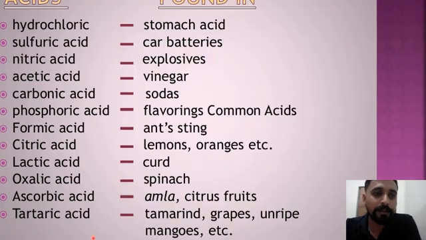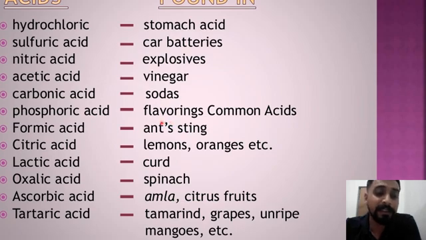Now here is the list of some acids and the sources of these acids. So firstly is the stomach acid. Stomach acid में बेटा हमारा क्या होता है? We have HCl, hydrochloric acid. The car batteries हमारे पास जो होती हैं, सल्फ्यूरिक एसिड उनमें होता है. एक्सप्लोजिव्स जो हमारे होते हैं उसमें नाइट्रिक एसिड होता है. We found acetic acid, हमें कहाँ मिलता है? विनेगर, जिसको सिरका आप यूज करते हैं. कार्बोनिक एसिड हमें सोडाज में मिलता है, जो जितने भी आप सोडा यूज करते हैं. फॉस्फोरिक एसिड, फ्लेवरिंग कॉमन एसिड है हमारा.